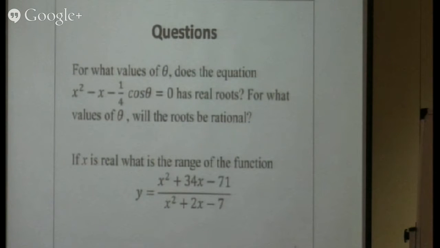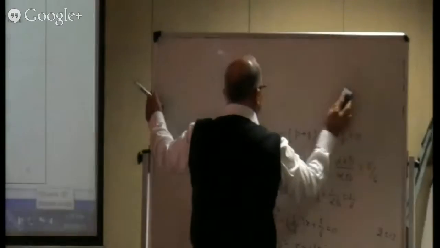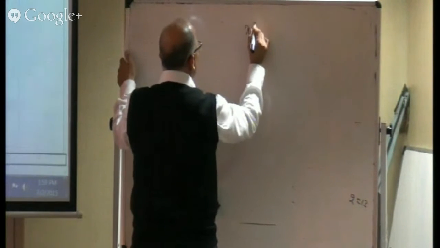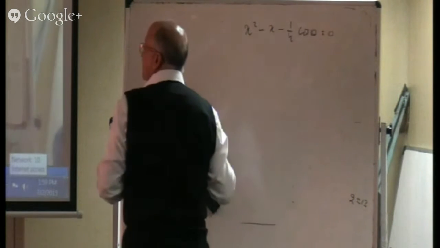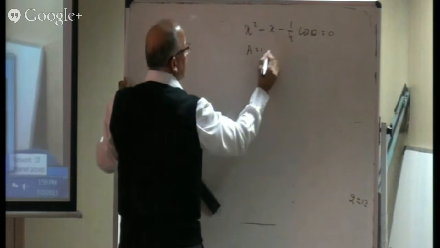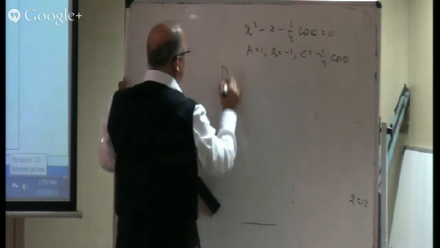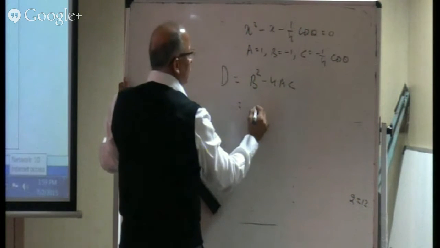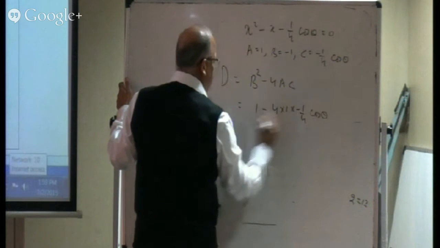Find out the discriminant of x squared minus x minus 1 by 4 cos theta. Because the moment it says show that it has real roots or imaginary roots or equal roots, you have to find out the discriminant. So what is A? A is 1, B is minus 1, and C is minus 1 by 4 cos theta. The discriminant is B squared minus 4AC, which is 1 minus 4 into 1 into minus 1 by 4 cos theta. That means 1 plus cos theta.